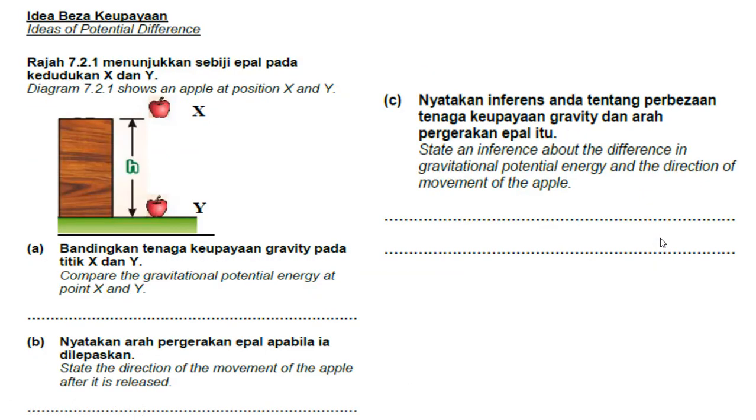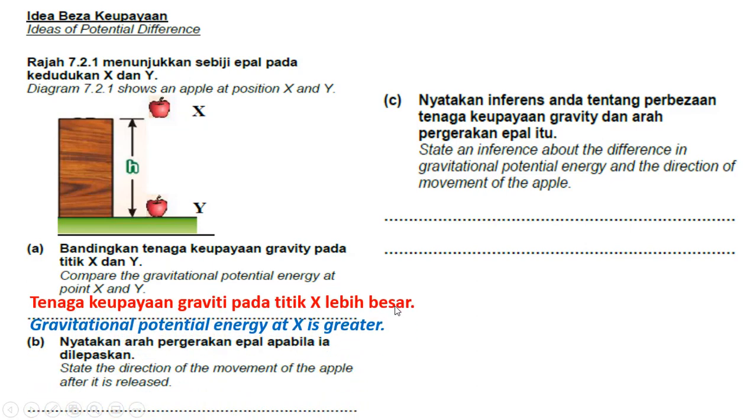So let's review. Look at our module. Diagram 7.2 shows an apple at position X and Y. First question, compare the gravitational potential energy at point X and point Y. Of course, the gravitational potential energy at X is greater because it is at a higher position. State the direction of the movement of the apple after it is released. So the apple will move from top to bottom, so it will move downwards.